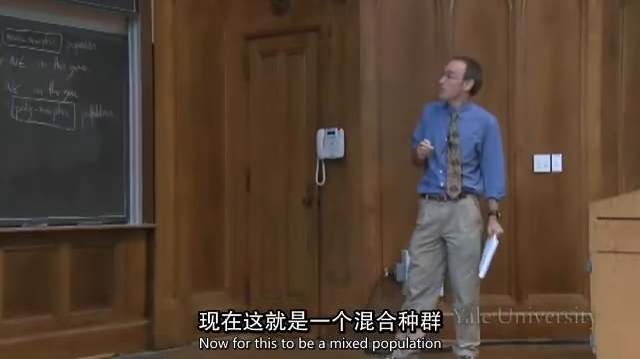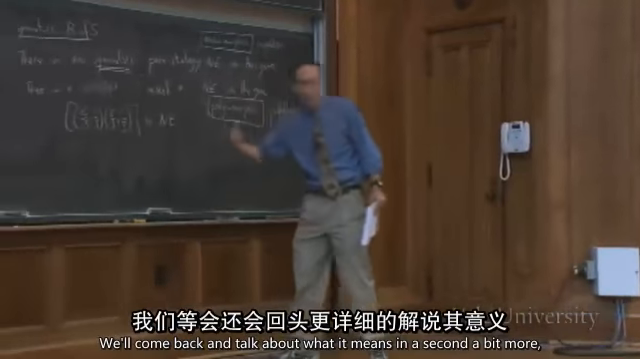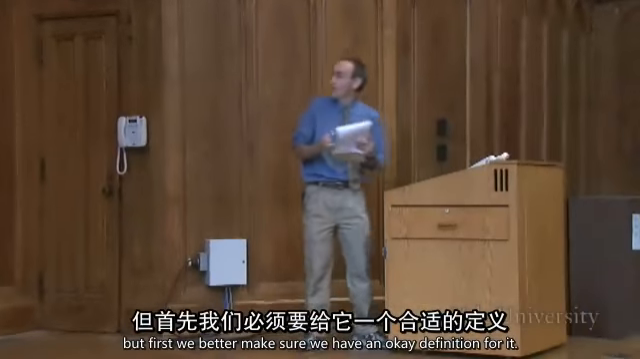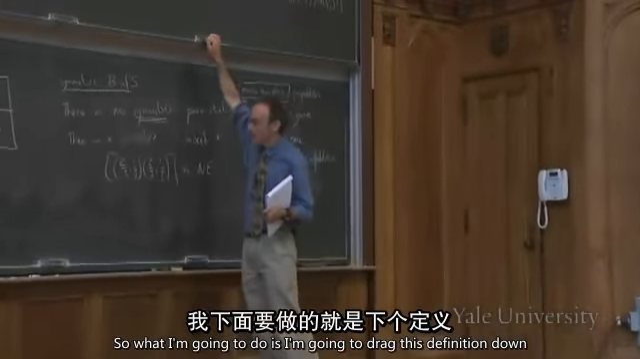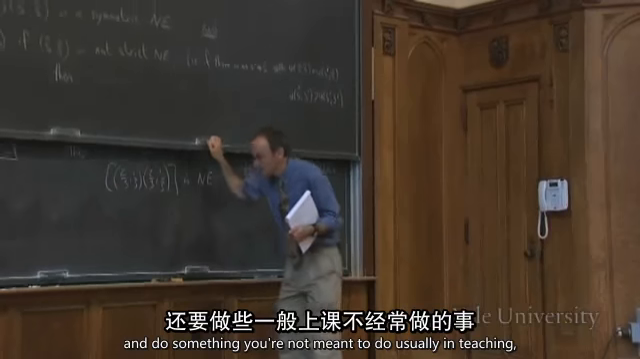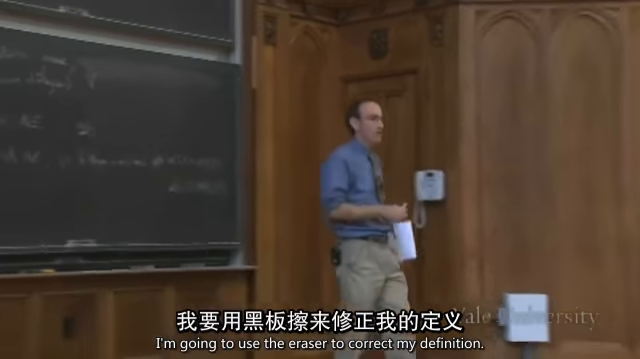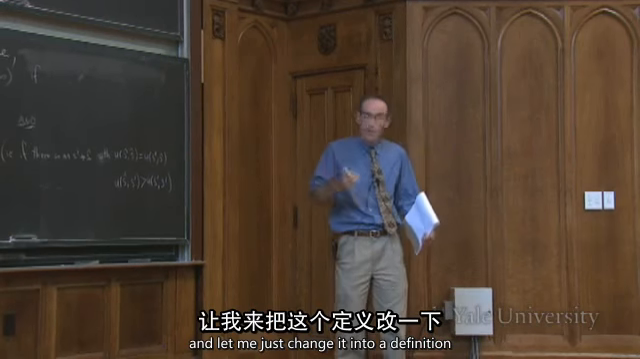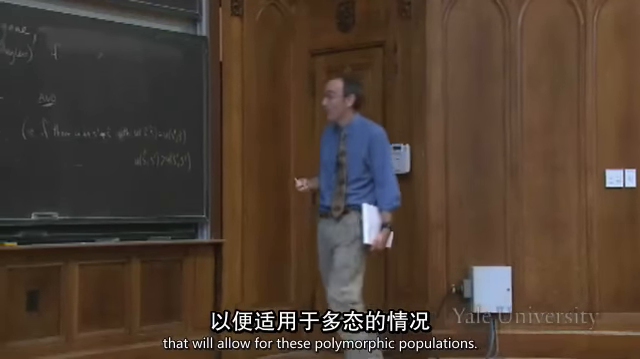Now, for this to be a mixed population, we better change the definition accordingly. We'll come back and talk about what it means in a second a bit more, but first we better make sure we have an okay definition for it. So what I'm going to do is drag this definition down and do something you're not meant to do usually in teaching. I'm going to use the eraser to correct my definition. Here I have my pure strategy definition, and let me just change it into a definition that will allow for these polymorphic populations.